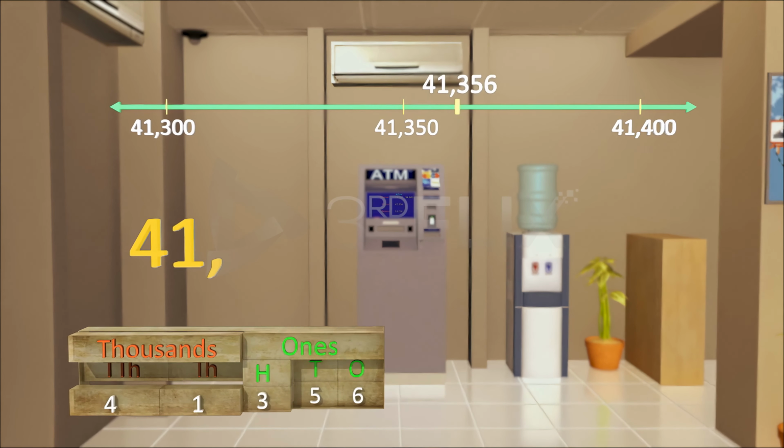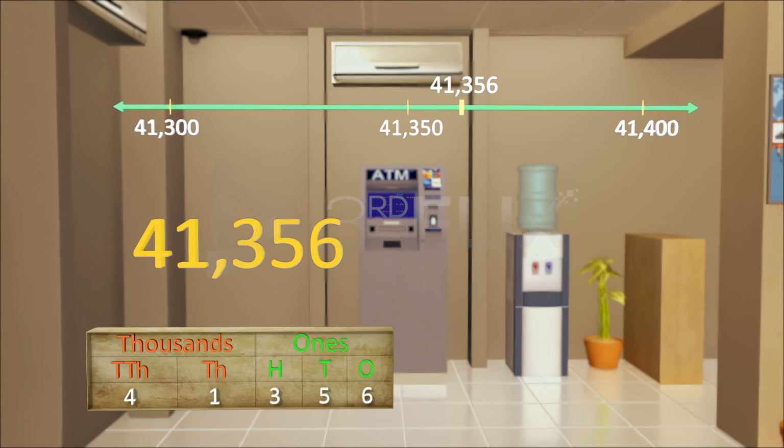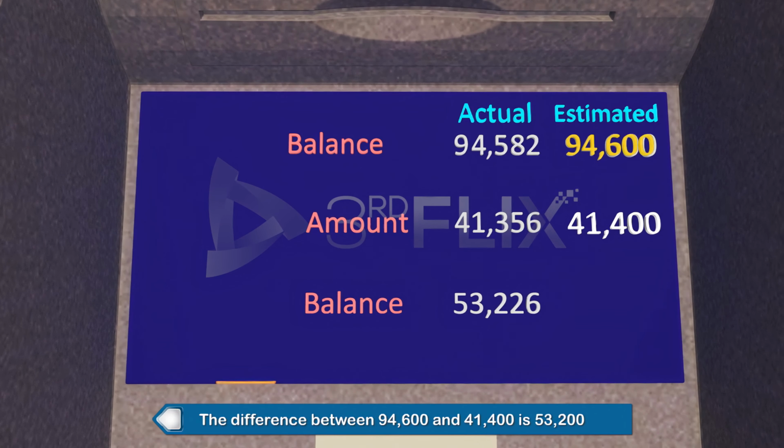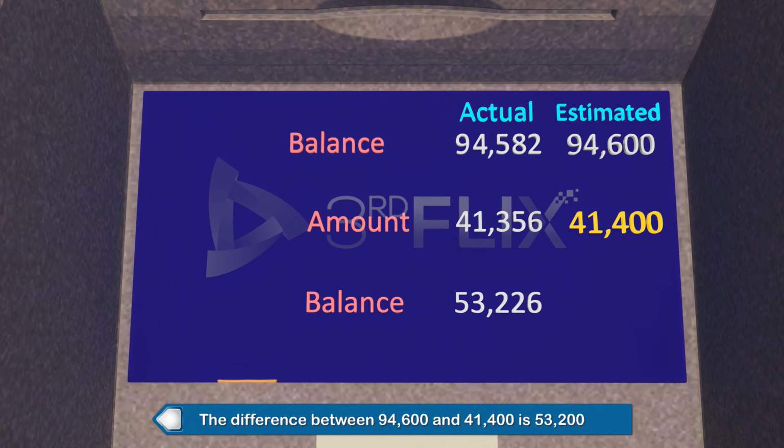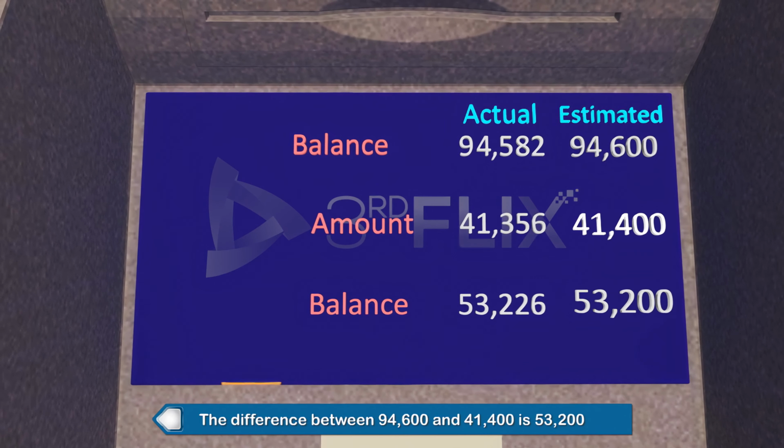Similarly, 41,356 is rounded to 41,400. The difference between 94,600 and 41,400 is 53,200.